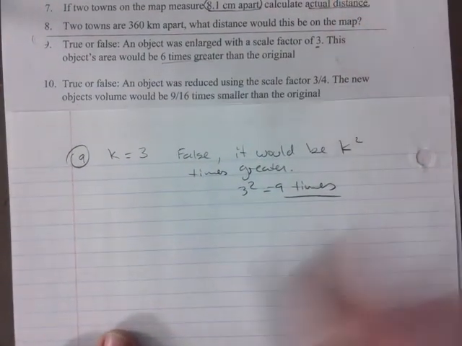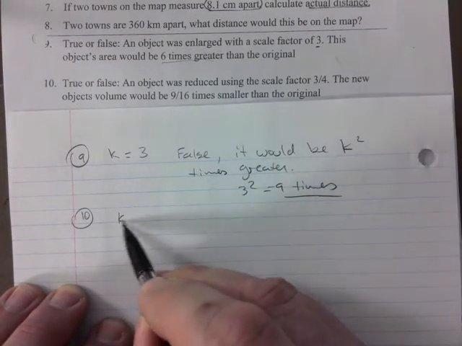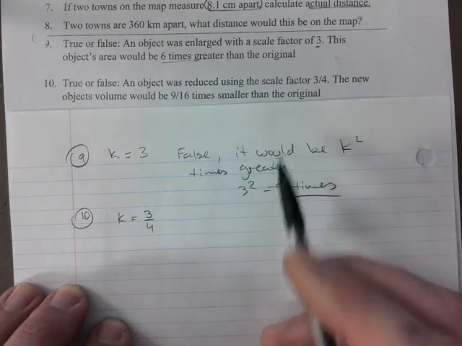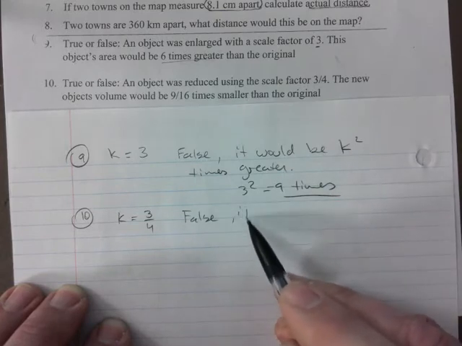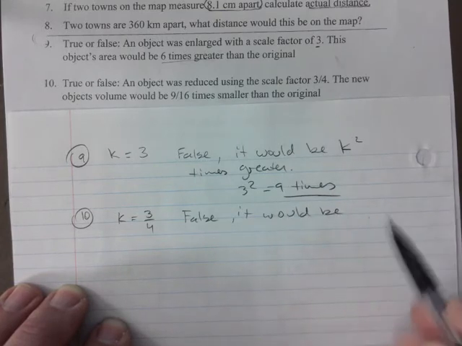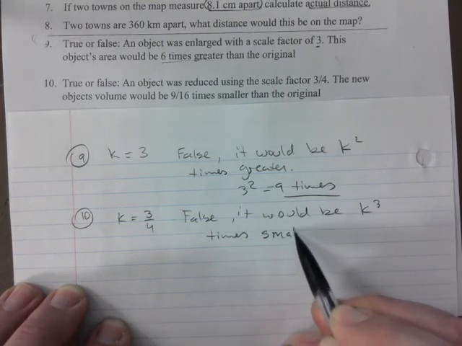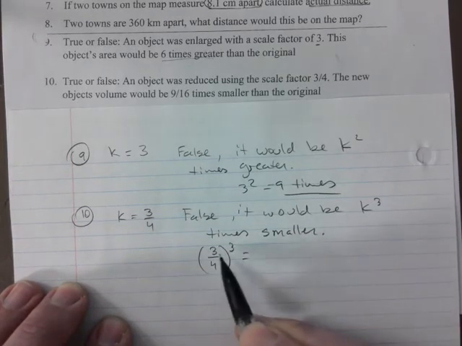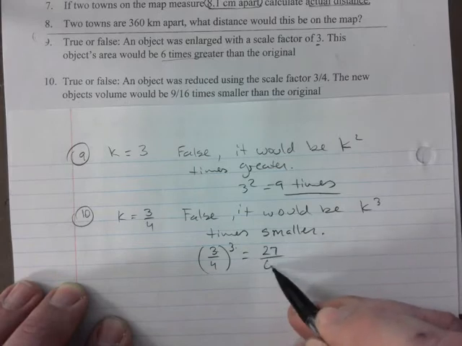And then 10, true or false, an object was reduced by a scale factor of 3/4. So they give you the actual scale factor. We expect a reduction. The volume would be 9/16 times smaller than the original. And this is also false. It would be K cubed times smaller. We know it's a reduction. Okay, so 3/4 cubed is 27/64.